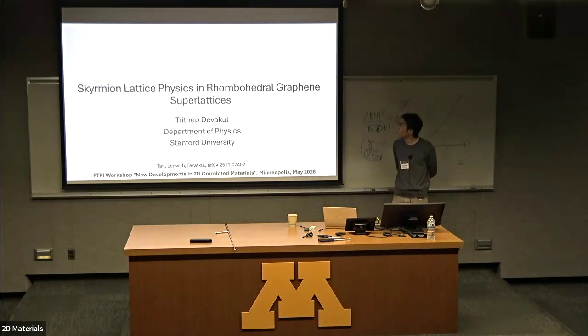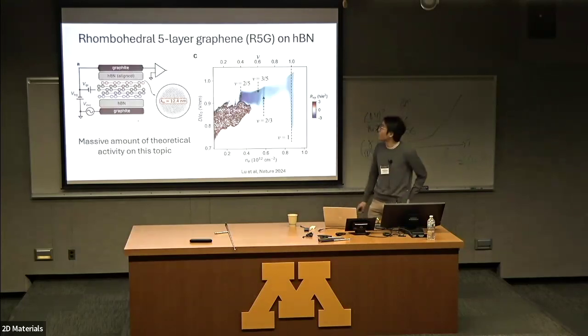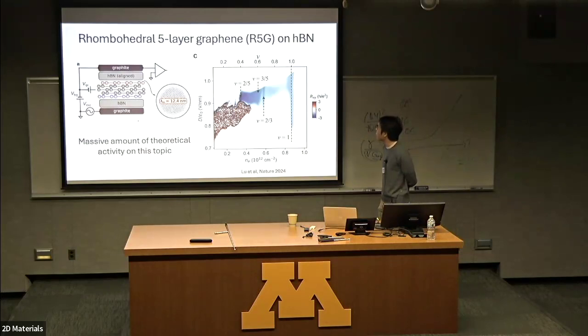Yeah, so thanks for organizing this great workshop. Today I'm going to tell you more about rhombohedral graphene, and specifically this particular rhombohedral graphene experiment that came out a couple years ago, that surprisingly we haven't had too many talks about. It's this pentalayer, but there's a moire, so it's different from the previous few talks.